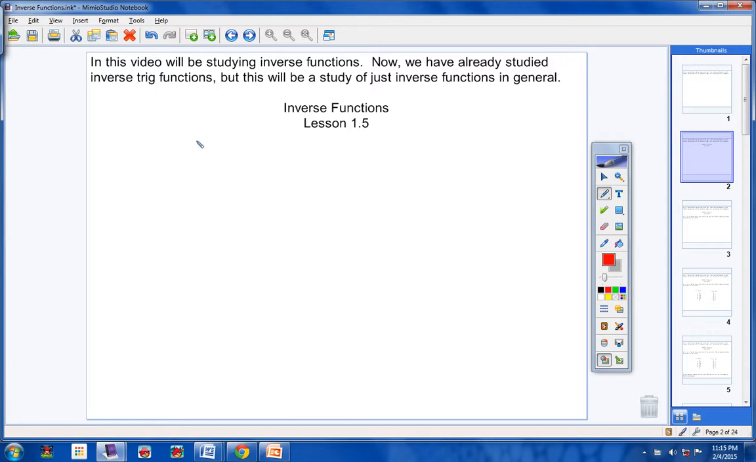1.5. Be sure and include today's date, inverse functions, lesson 1.5, and be sure and include today's date.